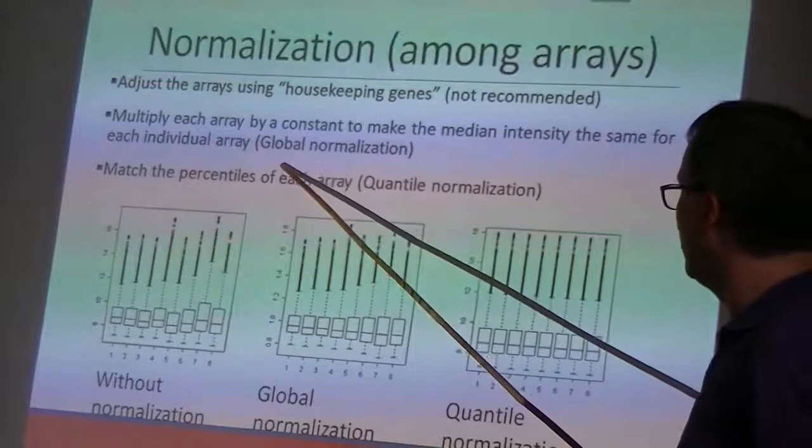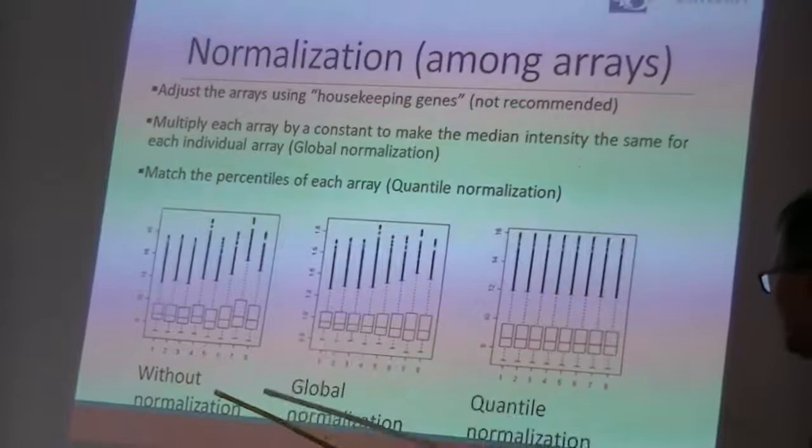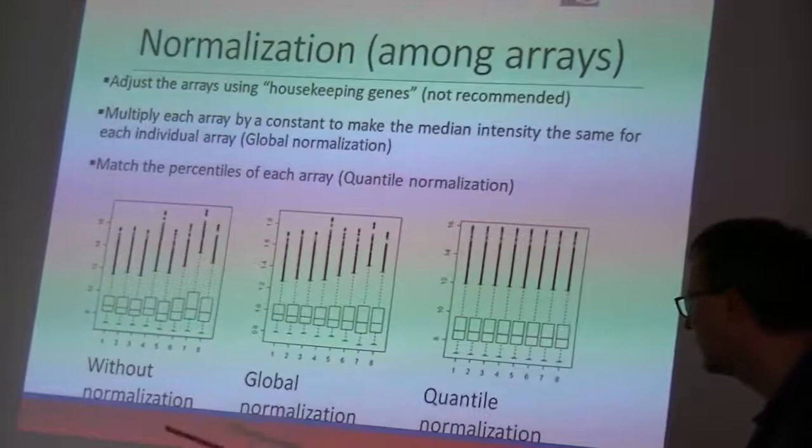What if we could force all of them to have the same mean? Right, so over here, we see what the distributions of all intensities for all genes look like across these 8 microarrays.